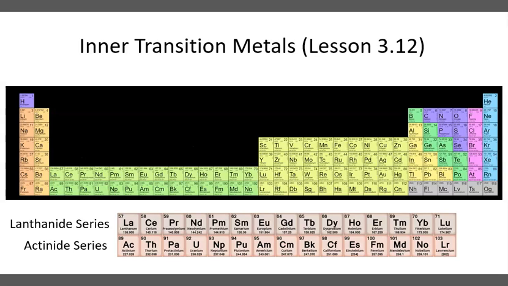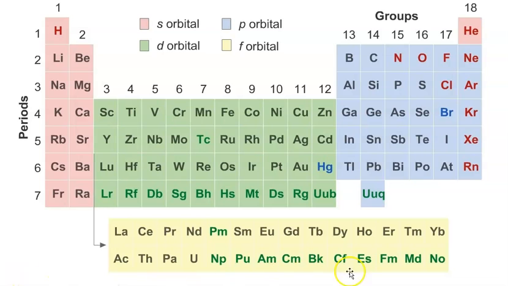Alright, my kiddos, today we're going to cover lesson 312 called the inner transition metals. The inner transition metals have a special place on the periodic table. The two rows of elements at the very bottom of the periodic table are the inner transition metals. And typically you see them right here at the bottom of the periodic table.